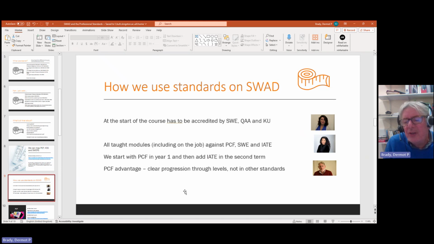Education standards tend to have them because what you teach at year 1, 2, and 3, or levels 4, 5, and 6 are very different. And you have to have some sort of progression or a sense of developing over time. But the PCF is the only professional standard that actually does that.